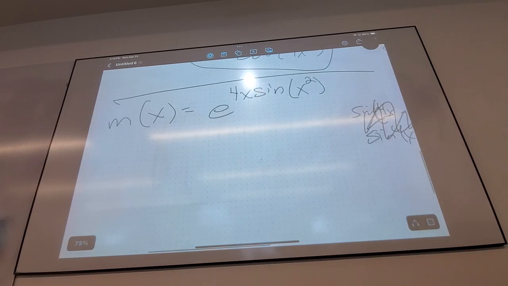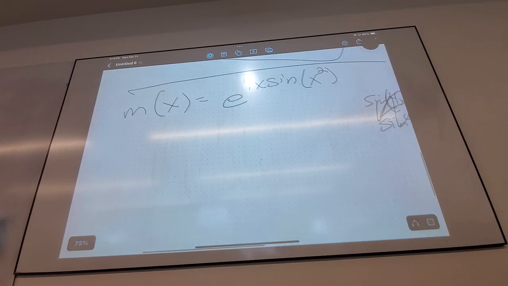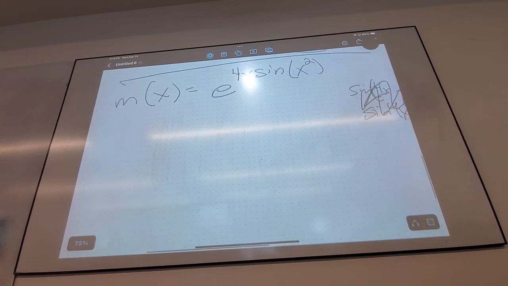Okay. So what's the very first step? Well, the very first step of this is great, because what's the outside function? e to the stuff. And what's the derivative of e to the stuff? e to the stuff. Times the derivative of the stuff.